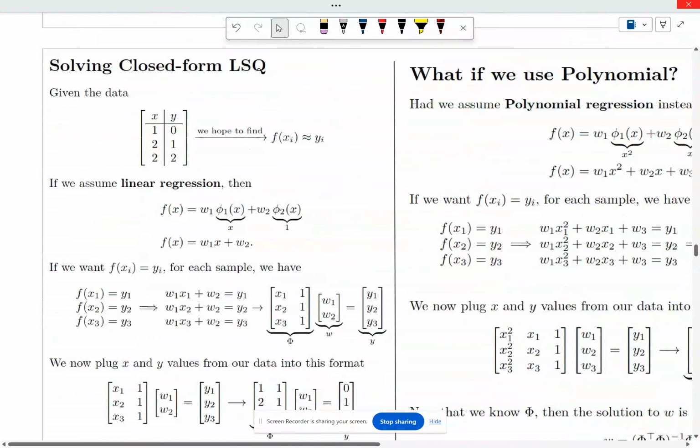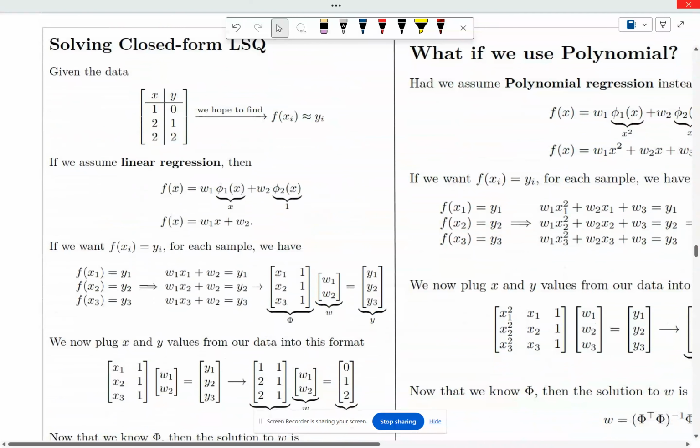Let's give you a quick example of how this could be done. So let's say here's the data x, here's the label y you're trying to predict. So what we're saying is, well, let's use linear regression. If we use linear regression, then phi1 is just equal to x and phi2 is equal to 1. So that's the definition of linear regression. And when you do that, the resulting function looks like this, right? If you plug x in, you have x multiplied by w1 and w2.